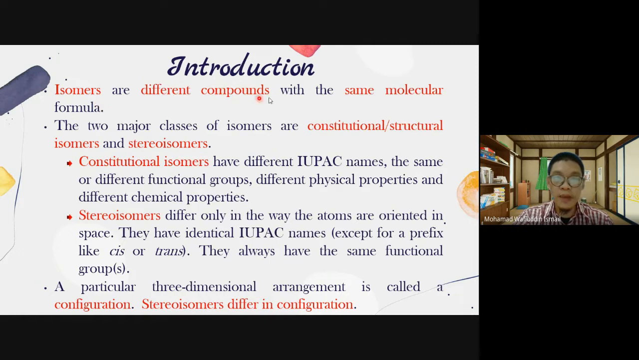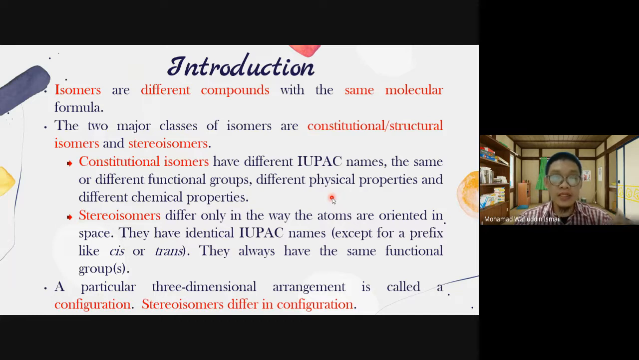Isomers are different compounds with the same molecular formula. That's the basic idea of isomer. So there are two major classes of isomers, which are constitutional or structural isomers and stereoisomers. Constitutional isomers have different IUPAC names, the same or different functional groups, different physical properties, and different chemical properties, meaning even though they have the same number of carbon, hydrogen, and atoms, they are actually different compounds or molecules. So that's constitutional isomers. We will look at some examples later.